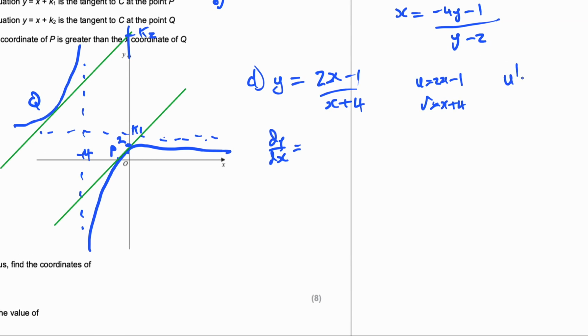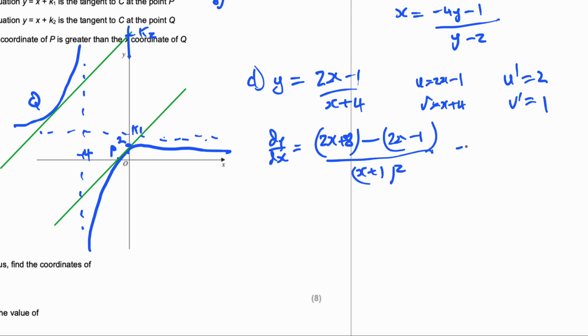the differential u dash is going to be 2 and v dash is 1. So v du is going to be 2x plus 8 minus u dv. So that's just going to be minus 2x minus 1, all divided by v squared. Okay, so 2x minus 2x is 0, 8 minus minus 1 is 9, so it's 9 over x plus 4 squared.